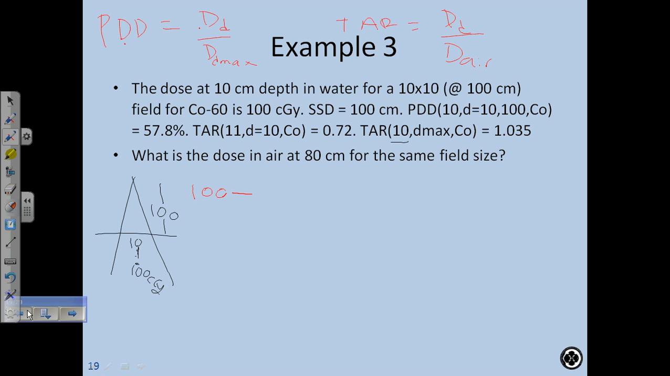100 divided by PDD. Now let's make sure we're using the right PDD. We want the PDD of what depth? 10. Okay, that's good. What about the field size? 10 by 10. And what's our SSD? 100. So we have all that: PDD 10, 10, 100. That's going to give us our dose.